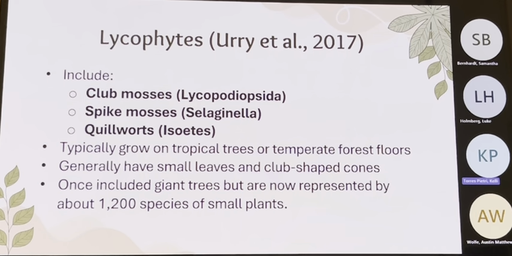Lycophytes include club mosses, spike mosses, and quillworts. They typically grow on tropical trees or temperate forest floors, generally have small leaves and club-shaped cones, and once included giant trees but are now represented by about 1,200 species of small plants.